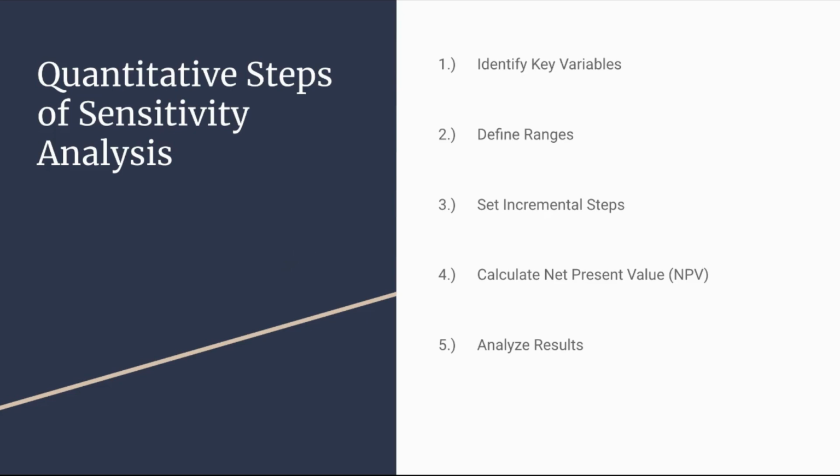Next, the analyst will need to define the ranges. They need to specify ranges of values for each identified variable. This range should cover a realistic spectrum of potential outcomes. For example, you might vary the sales volume from a very low estimate all the way up to a very high estimate.